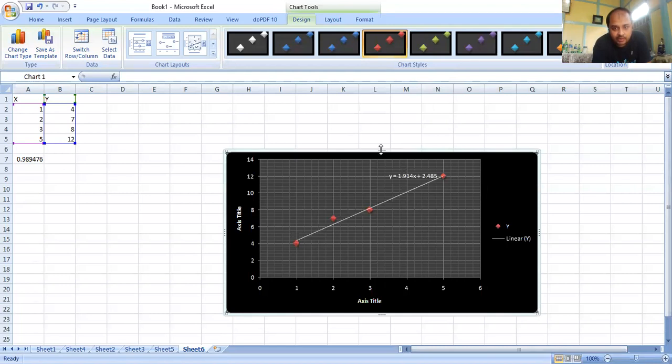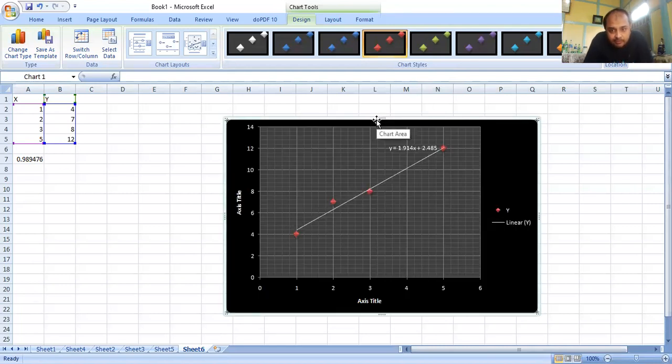It is showing us that the relationship between y and x is y equals 1.914x plus 2.485. So that is the thing, the relation has already been obtained. Let me save the data. So by software, in this manner, we can easily find out the regression equation between the two variables.